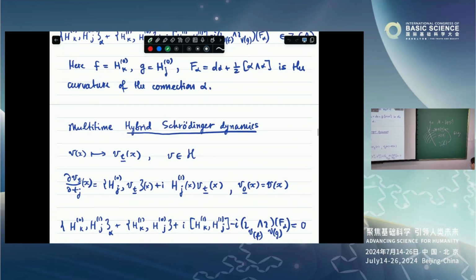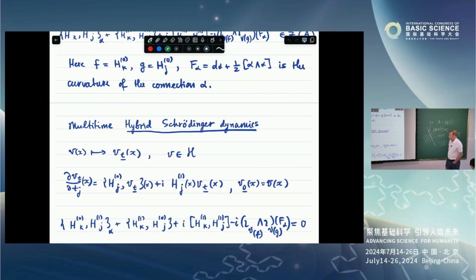But similarly, we can consider the Schrödinger picture. In the Schrödinger picture, we don't have the ambiguity of adding the center, so the condition is more rigid. It's the compatibility condition for the multi-time evolution of the hybrid wave functions. I emphasize that it's this funny situation where the wave function depends on P and Q.